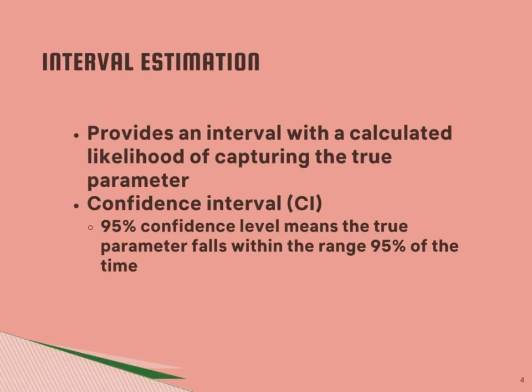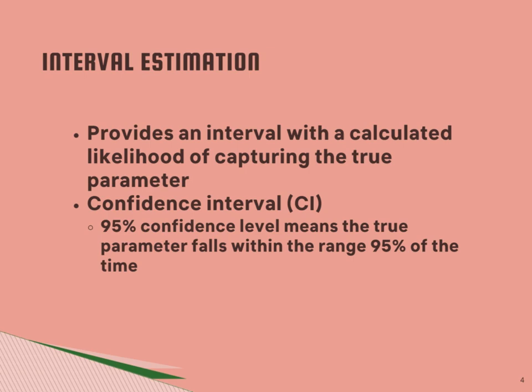Then moving to the next slide, which is interval estimation. It is also called confidence interval. It provides a range of values within which the population parameter is expected to lie with a certain level of confidence. For example, 95%. Say, for example, the average height of students is estimated to be between 170 centimeter and 175 centimeter with 95% confidence. It gives more information than point estimation by indicating the precision and reliability of the estimate.